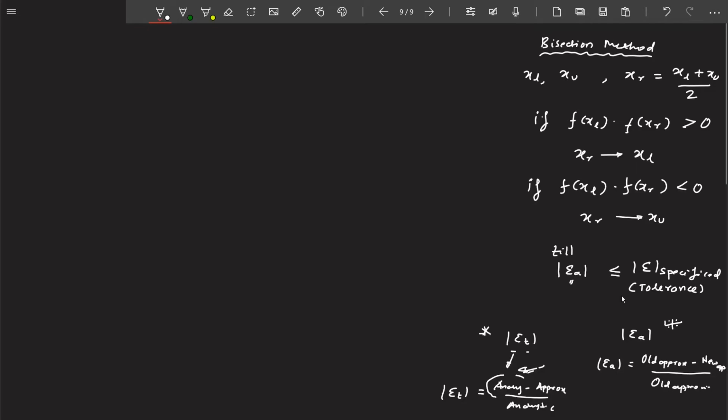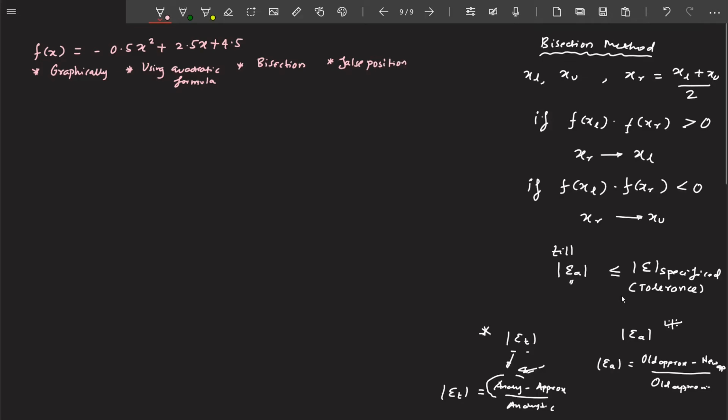Now, to understand how to solve this, let us take a simple example. Let us say the problem is 0.5 x square plus 2.5 x plus 4.5. What we have to do is solve this problem first graphically, second using the quadratic formula, that is the analytical method. Then we are going to use the bisection method, and then we are going to use the false position method. We are going to use the same problem.